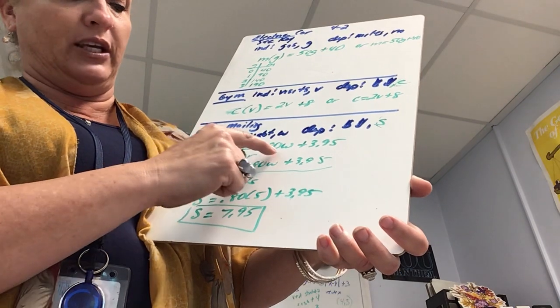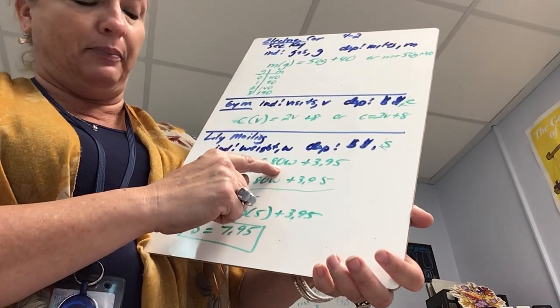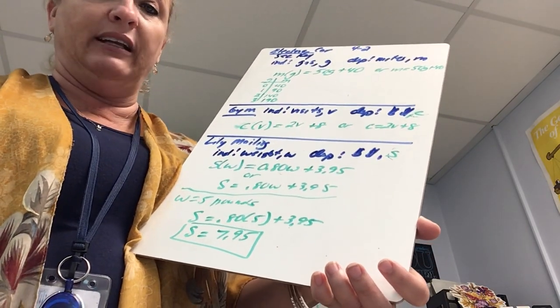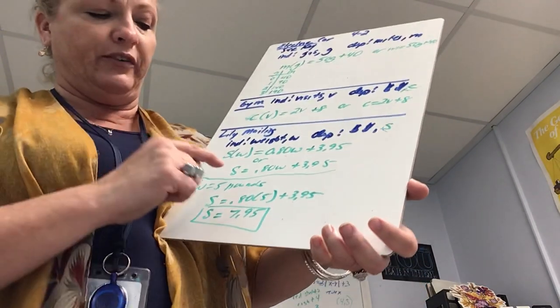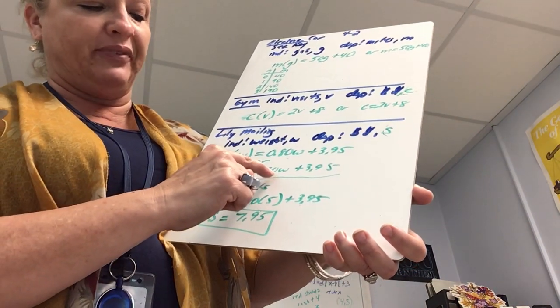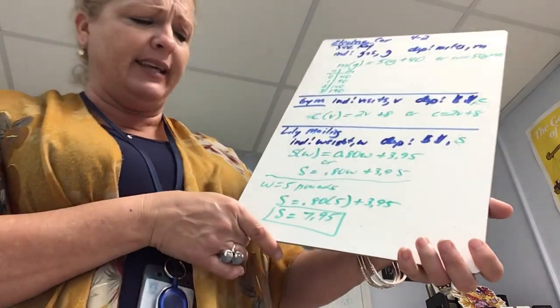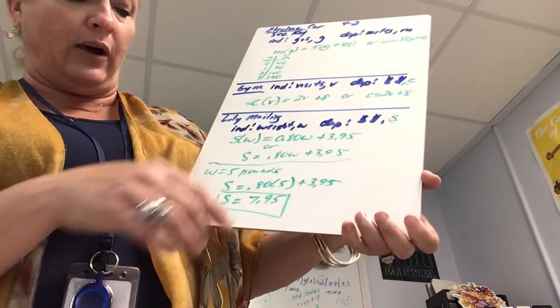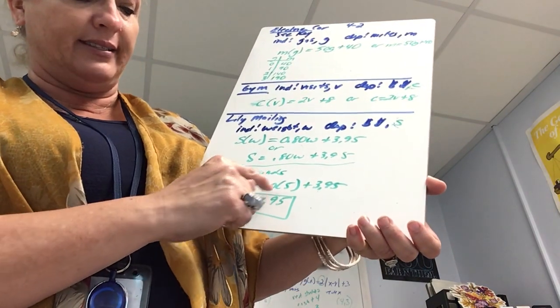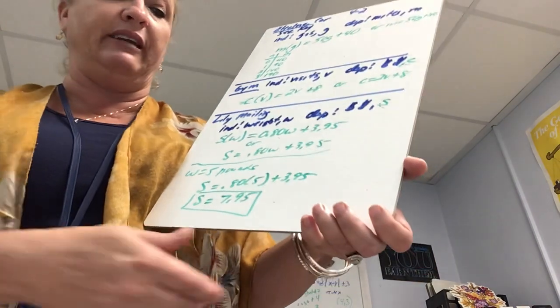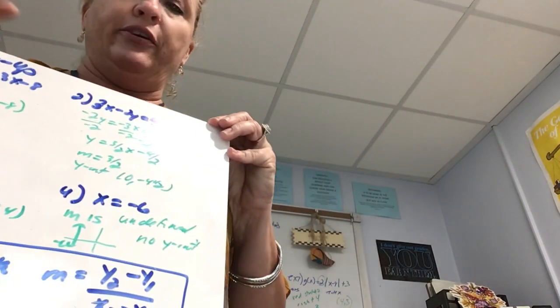So S of W equals, it was 80 cents a pound, plus no matter how much it weighed, I had to pay $3.95. Or I could have just said my shipping cost equals 80 cents a pound plus $3.95. So Lily's gift weighed 5 pounds. How much did Lily's gift cost? Well, 80 cents times 5 is $4. $4 plus $3.95 is $7.95. So that was a way to introduce you to writing equations and how to use them.